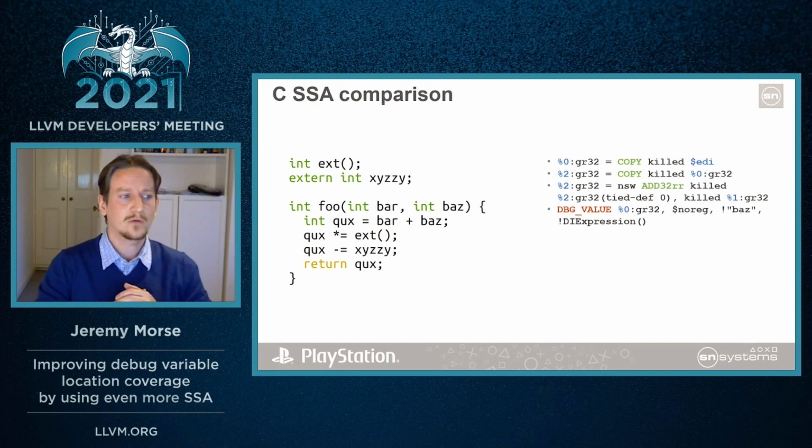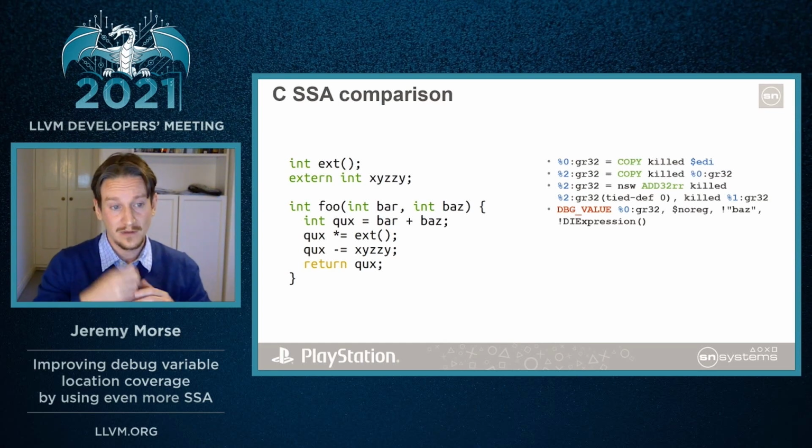LLVM's solution to this, of course, is to put the C program into SSA form, so that for any operation we can just look and say, well, the operands are these values, and we can determine things about these operands. I think hopefully you can see where I'm going with this. Why don't we do the same thing with the debugging information? Look on the right-hand side of this slide.